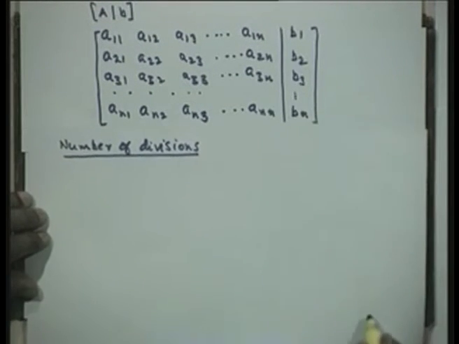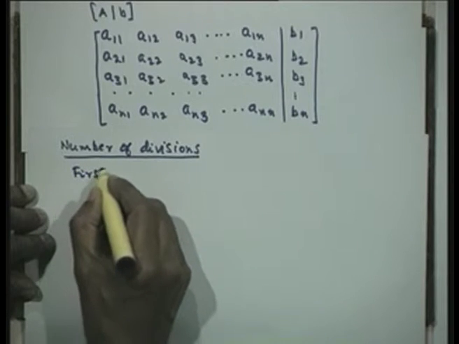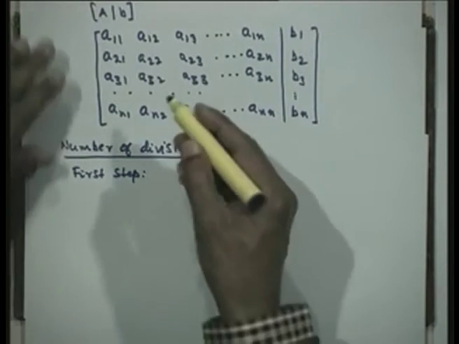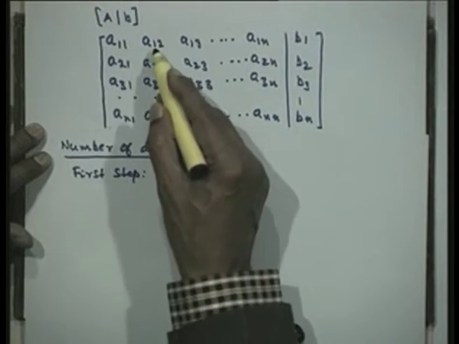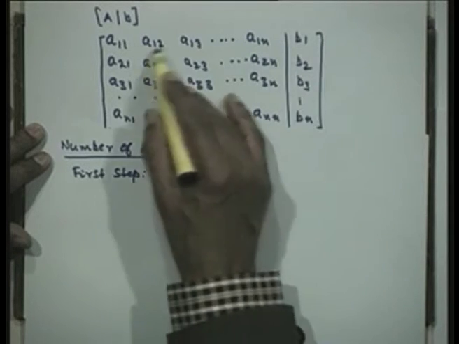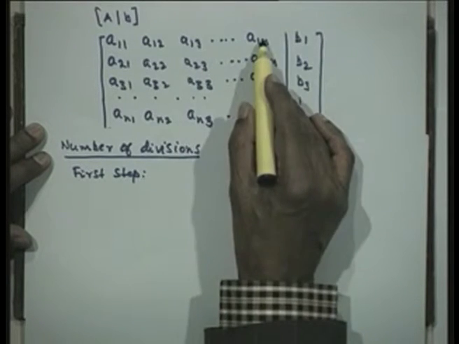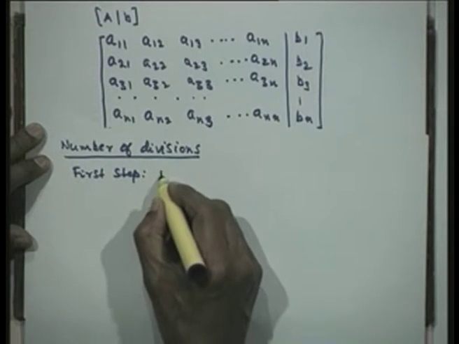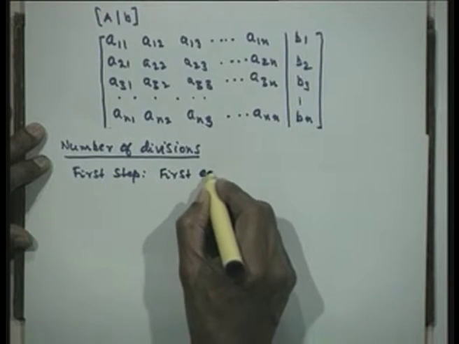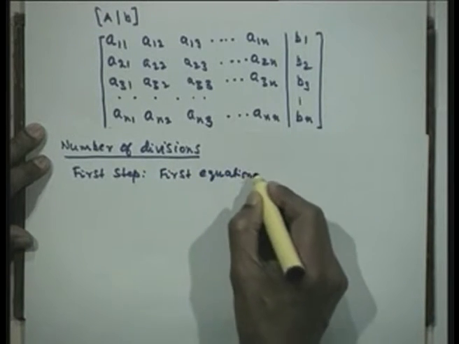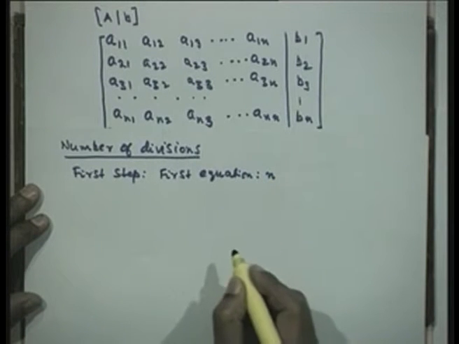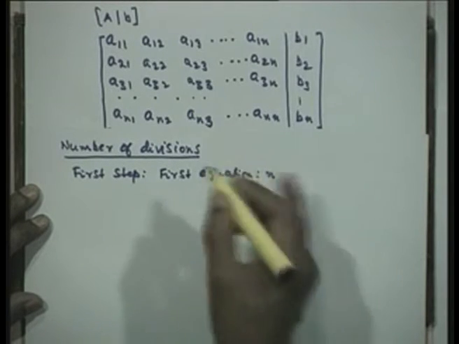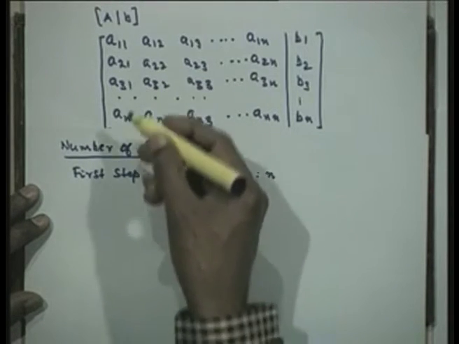Now, let us take the first step. In the first step I have taken the first pivot and divided all these elements. So, the first equation requires division of these n minus 1 elements plus 1 element. So, a total of n elements need division in the first step. Let us write it as first equation, we need n of them. Now, the remaining part does not have any division. So, let us proceed on.